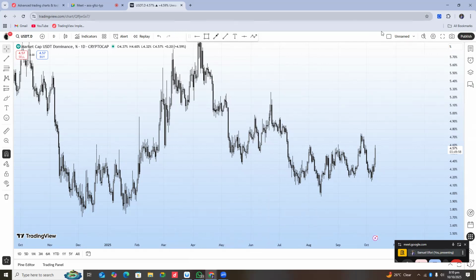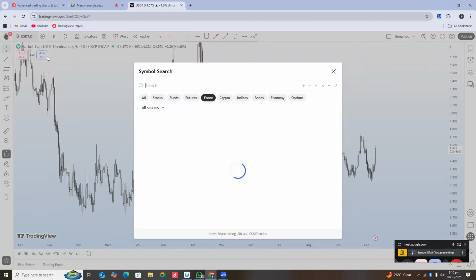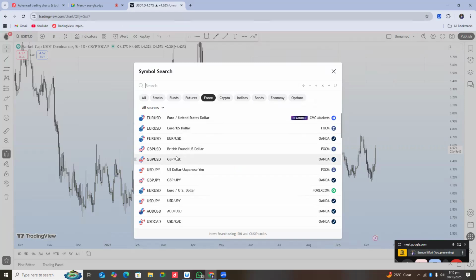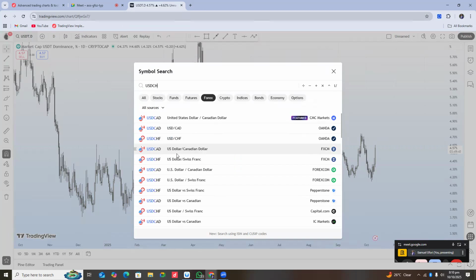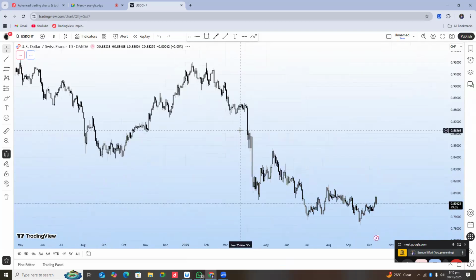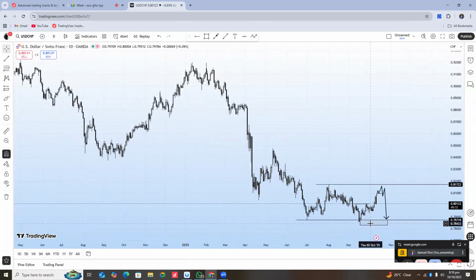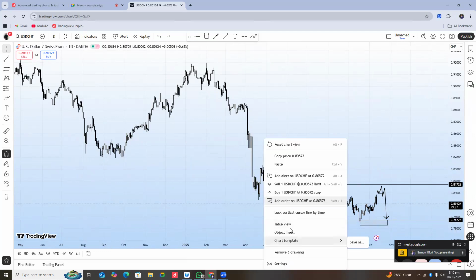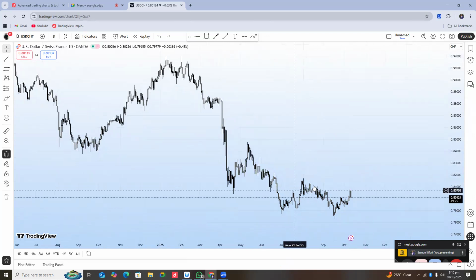So I think I have about five markets here. I wanted six. I'll try and see if I'll get the sixth one that we will look at. So the first one is USD CHF. Okay, I want to remove all the drawings from the chart.